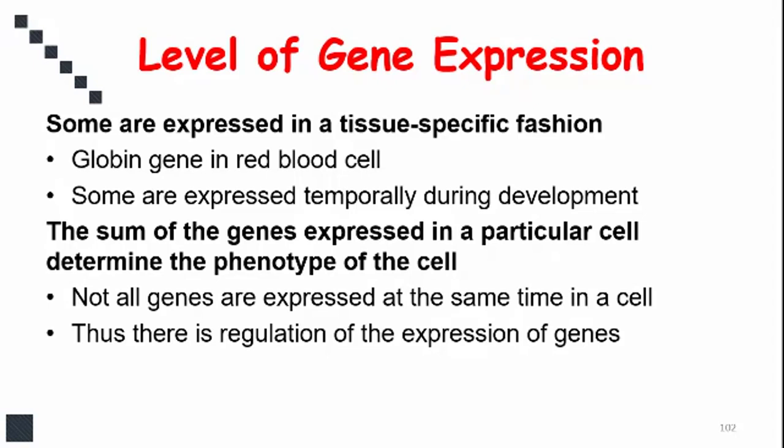Then some are expressed in a tissue-specific fashion. When you move from red blood cell to white blood cell, to the beta cell of the islets of Langerhans, to the hepatocyte in the liver, to the epithelial cell in the small intestine, or to the neurons in the substantia nigra of the brain, they will give what is called tissue-specific expression. So here you have globin in red blood cells, and then some are expressed temporarily during development. Then the sum of the genes expressed in a particular cell determines the phenotype of that cell.